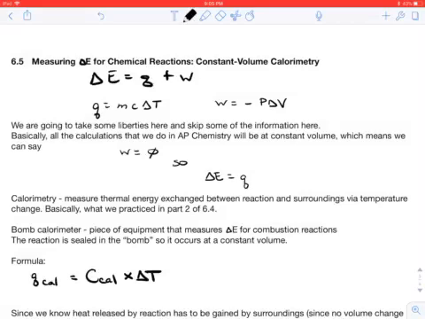Hey guys, welcome back. This is 6.5, measuring delta E for chemical reactions. Constant volume calorimetry. That's actually where is going to be our main focus of 6.5.